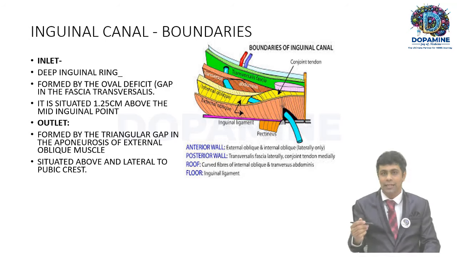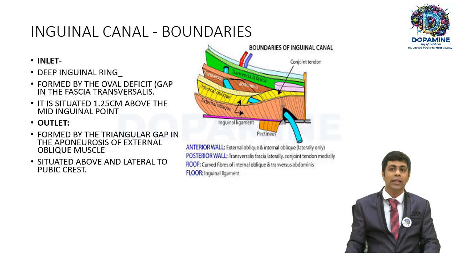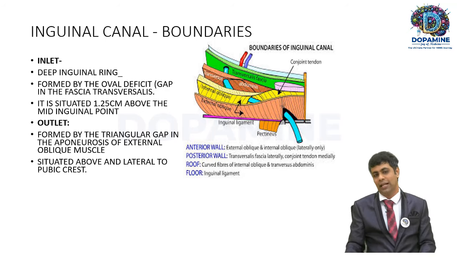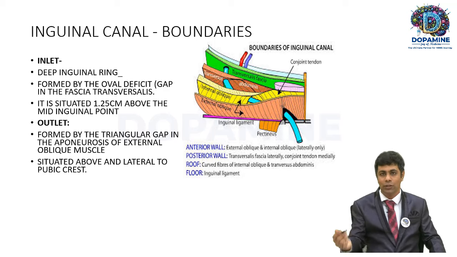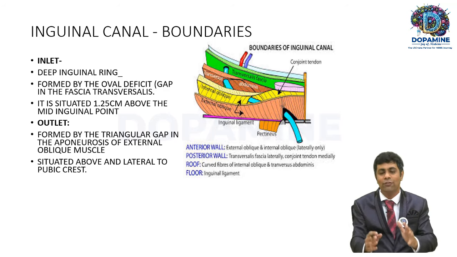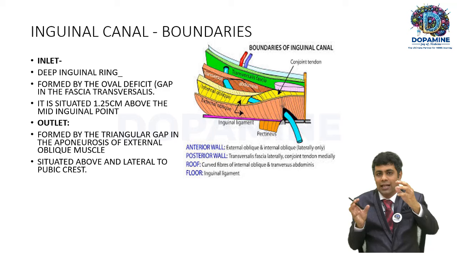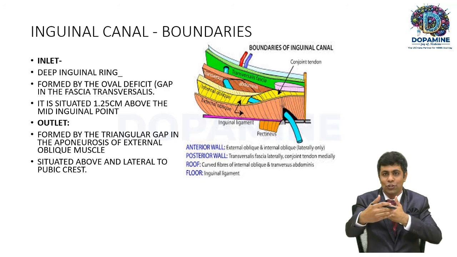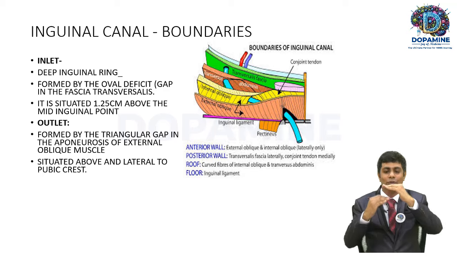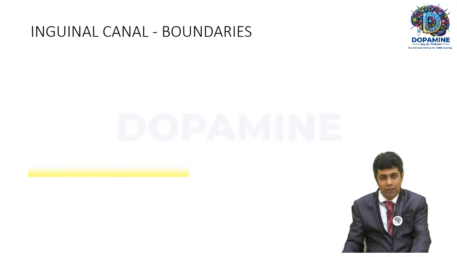Clear? The inlet, as I told you, is formed by the deep inguinal ring. So it is formed by the oval deficit, okay, created by the fascia transversalis. It is situated 1.25 centimeter above the mid-inguinal point, and the outlet, as I already told you, is a triangular gap formed in the aponeurosis of external oblique muscle. It is situated above and lateral to pubic crest. So inguinal canal has an inlet and an outlet, anterior wall, posterior wall, roof, and a floor. Clear? So this is all about the boundaries.